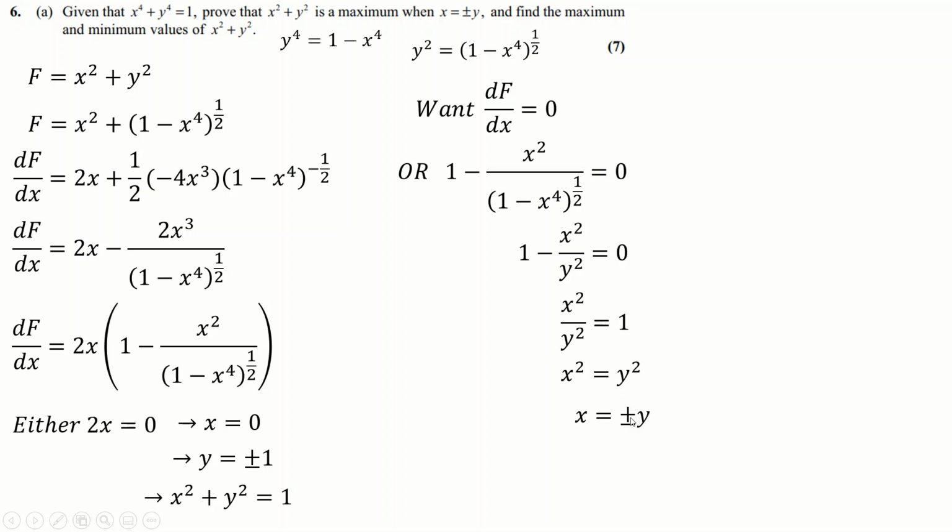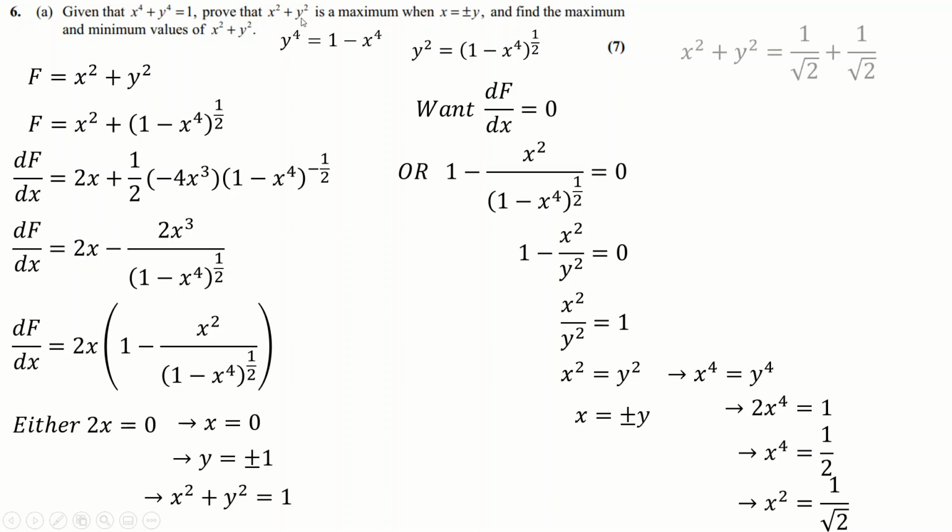And so what value is it? Well, okay, if x squared is equal to y squared, that means x to the 4 is equal to y to the 4, which means looking at this section here, that means 2x to the 4 is 1, divide by 2, and square root, and we get x squared is 1 over root 2, which also means y squared is 1 over root 2. So if we look at this thing here, we put both of those things in there, and we get 2 over root 2, which is root 2. And that's our maximum value. It's nice that it's bigger than that.